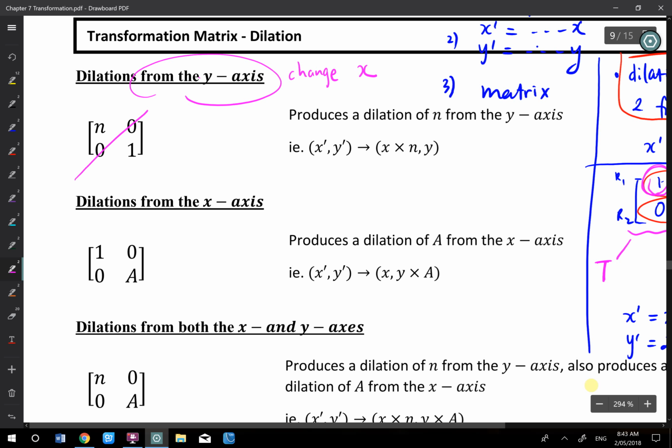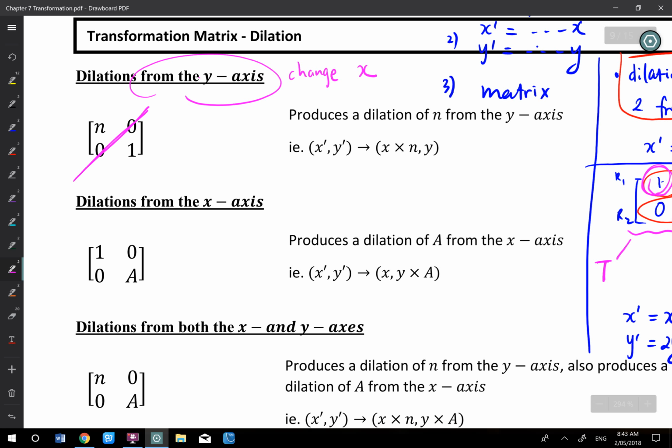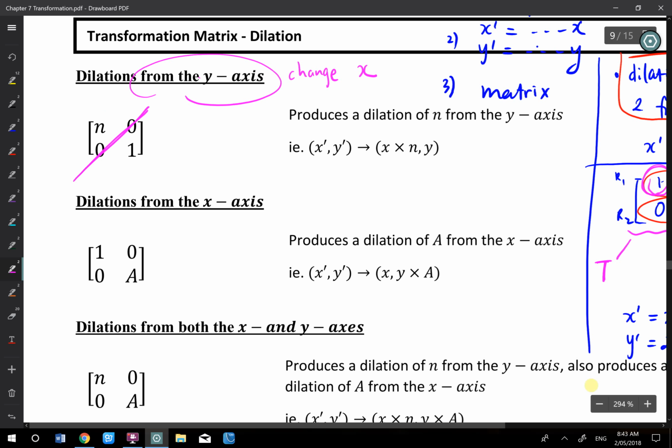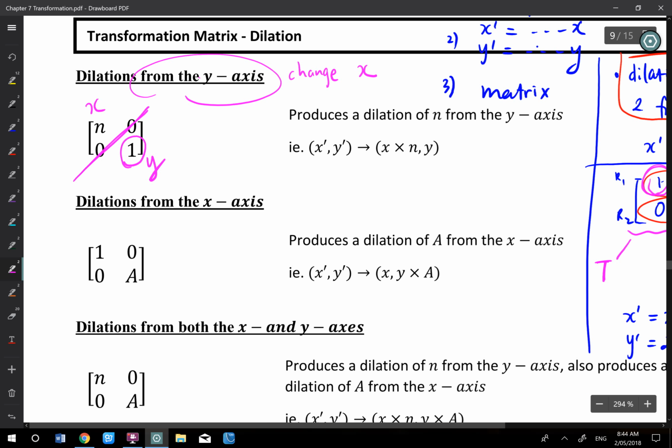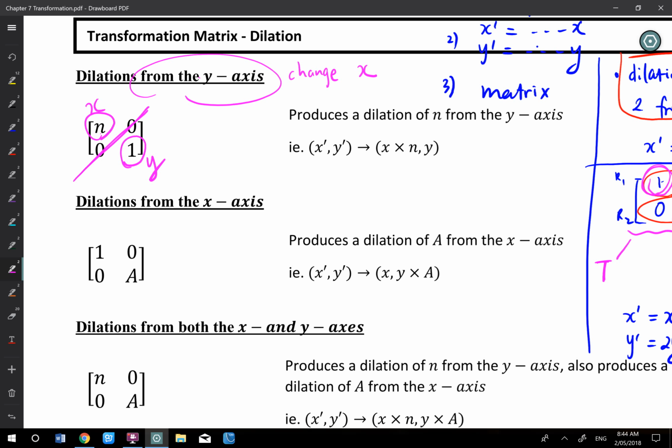Okay, this diagonal will always be 0. Well, not always. In the dilation case, you will have 0 and 0. Then this place is for x and this place is for y. Why is it like that? Because when you multiply, this number will be multiplied with y and this number will be multiplied with x. So that's why the first one is in charge of x and the second one is in charge of y.